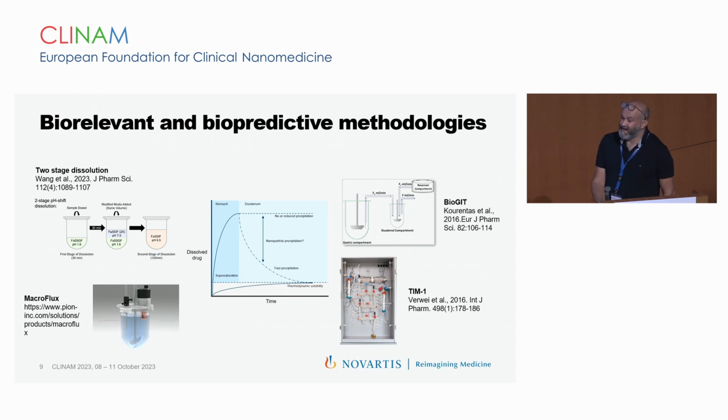Once we've got clinical data, we can revisit the model, and if necessary, we can use more advanced techniques like the BioJet system, which is a more advanced system of the two-stage dissolution, where you're going from a gastric compartment to the intestinal environment, but here the gastric compartment is going at a specific flow rate, and you'll get a more accurate assessment of the precipitation in the BioJet.